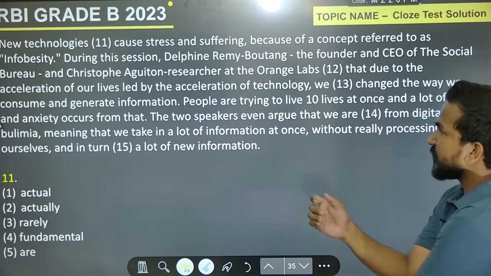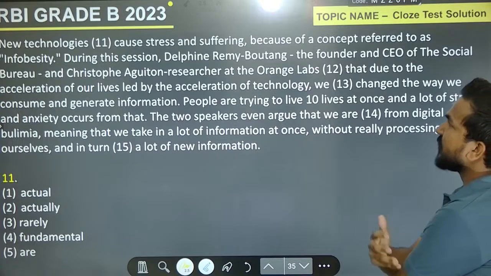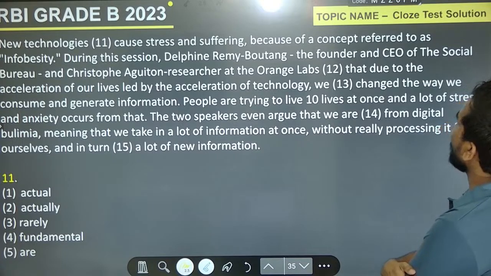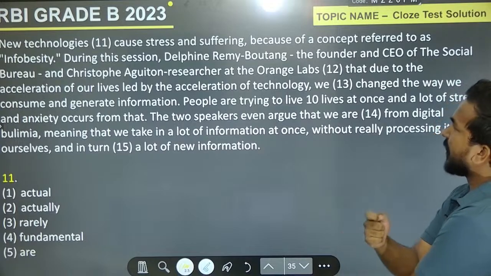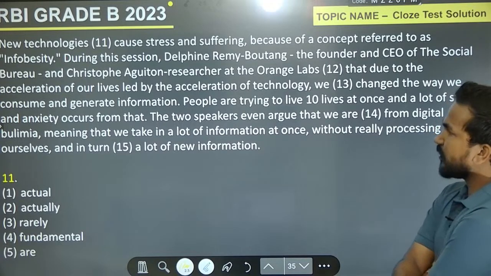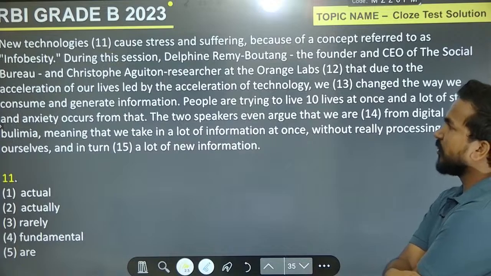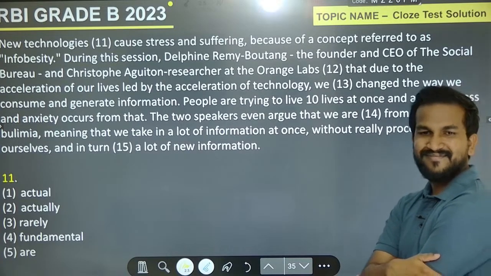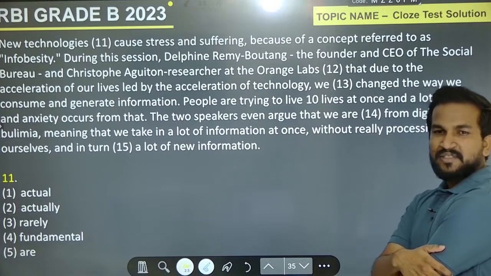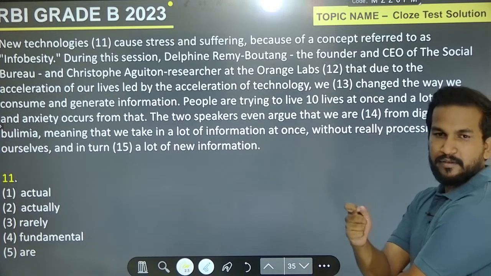New technologies blank cause stress and suffering because of a concept referred to as infobesity. During this session, Delphine Remy Boateng, the founder and CEO of the Social Bureau, and Christophe Aguishan, researcher at the Orange Labs. Go for it. And hopefully you will get it.